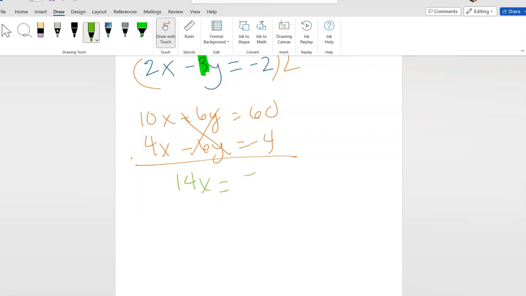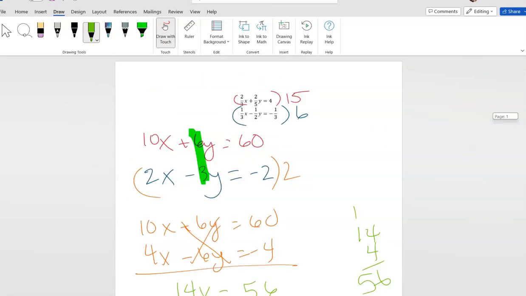14x equals 56. And pretty sure this is 4. Yes, so x is 4. Now that I have this, I'm going to go back to one of my original equations and solve. Now, you can do a couple of things. You could go all the way back up to here. Nothing wrong with that. And sometimes, I like to do that. Or you can come back to one of these if you want a neater experience.